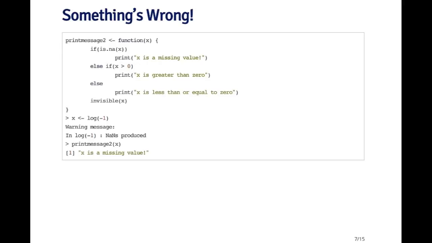So when I call this, what's something that might typically happen? Well, I calculate the log of -1, and I assign it to x. That doesn't stop anything. I just get a warning, and I move on. Now I call print message on x, and I'm getting x as a missing value. So now there's no error, but it may be unexpected. Maybe I thought that the thing I'm inputting into print message 2 is some positive number, so I thought I was going to get the message x is greater than 0. But instead I'm getting this message x is a missing value.